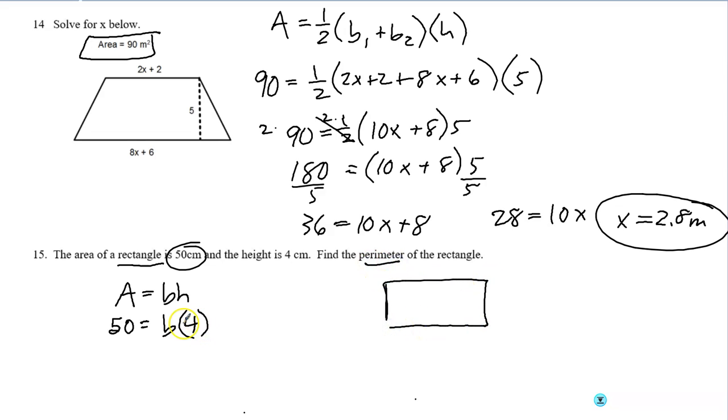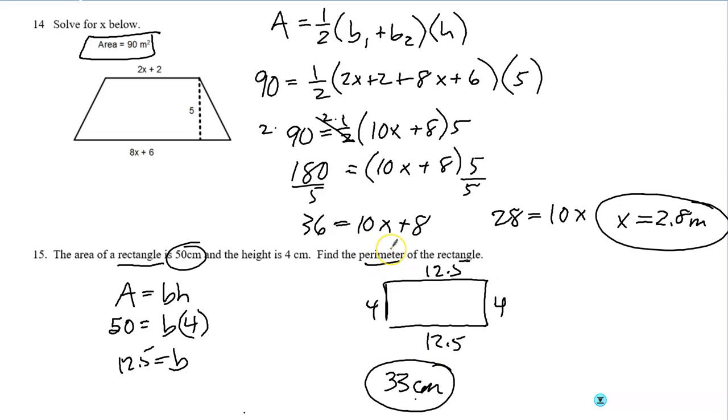Okay. Well, let's see. We already know the height's 4, so we could write that down. But we've got to find the base, so I'd have to divide by 4. So I have 50 divided by 4. I get 12.5 for my base. But remember, you've got 2 of them. Then you can add this up to get your rectangle. So I end up with 33. And this is centimeters, because remember, it's perimeter, which is a length.